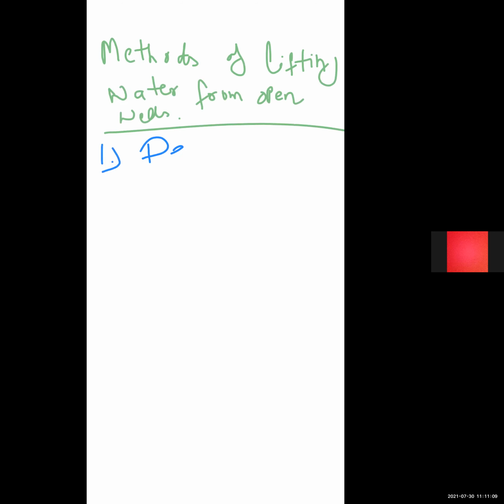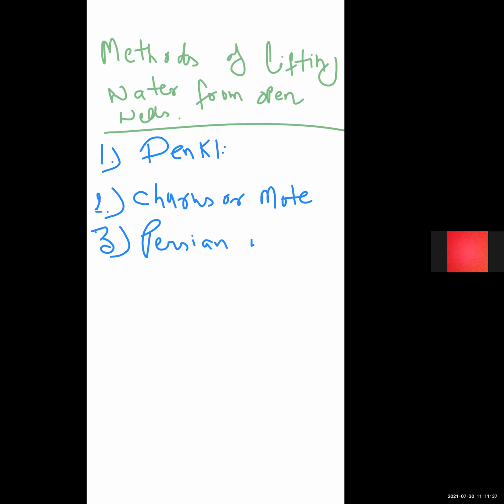So the first method is Dinkley. Second is Churus. Third is Persian wheel or zigzag. So first is Dinkley.